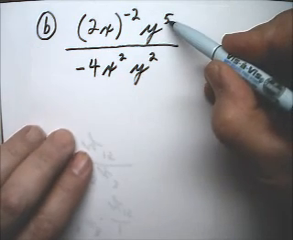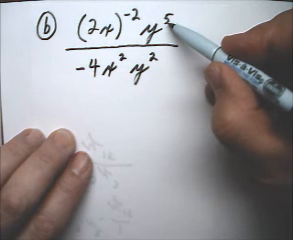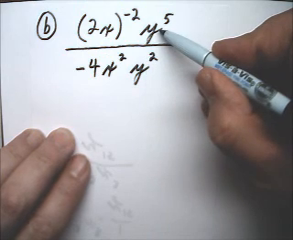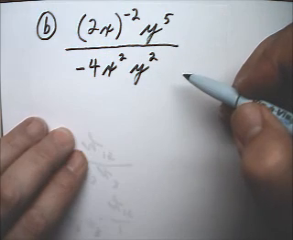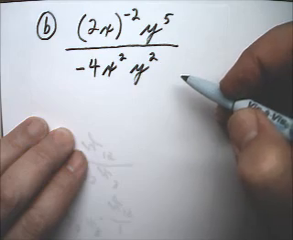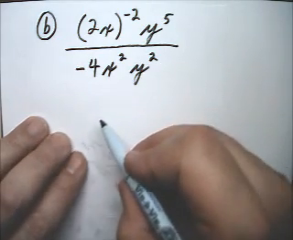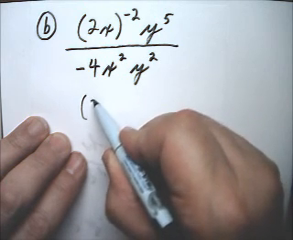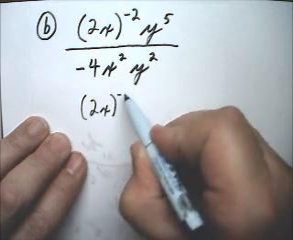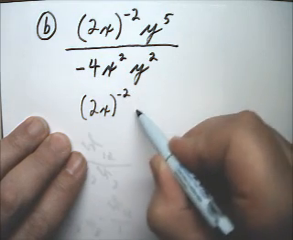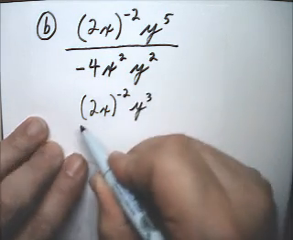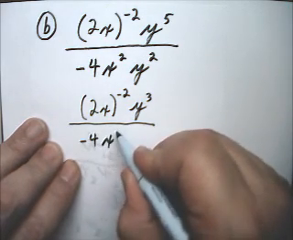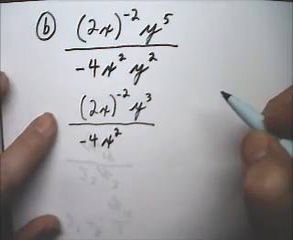The first thing I see here is I've got 5 y's in the top and 2 y's in the bottom, and these 2 on the bottom are going to cancel with 2 on the top and leave me with 3 in the top and none in the bottom. So I want to get that out of the way. So 2x to the negative 2 power, and this is y to the third power all over negative 4x squared. That made it a little bit easier.